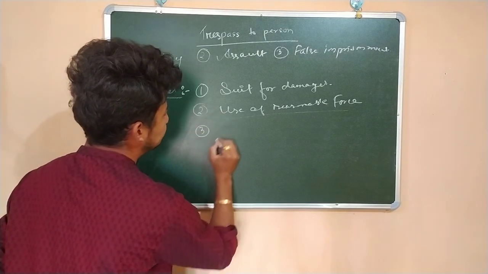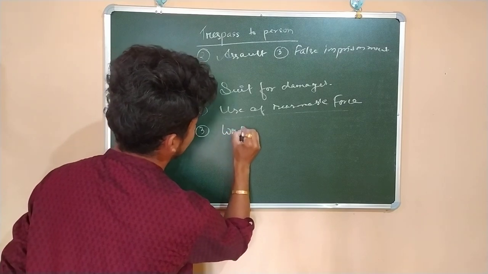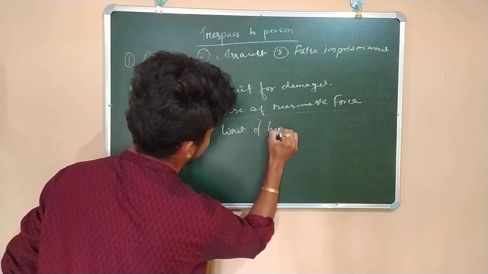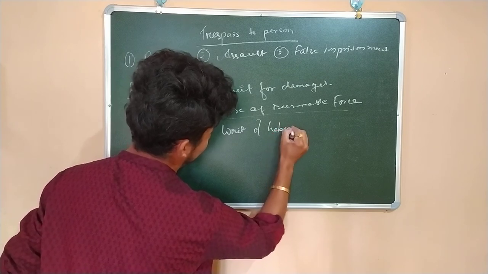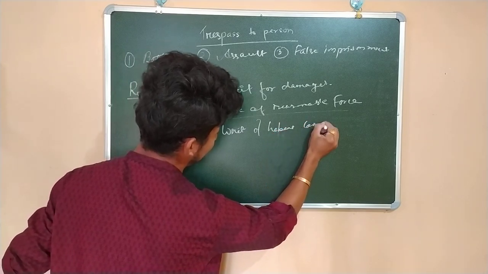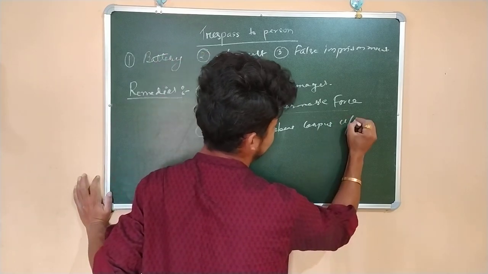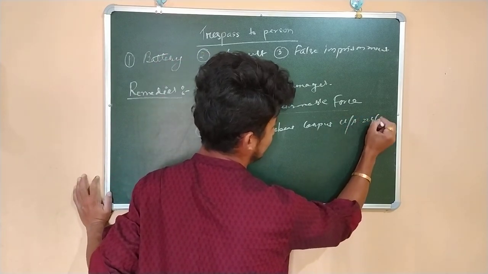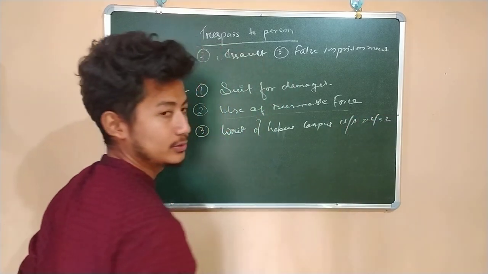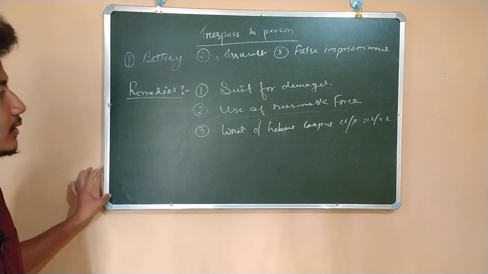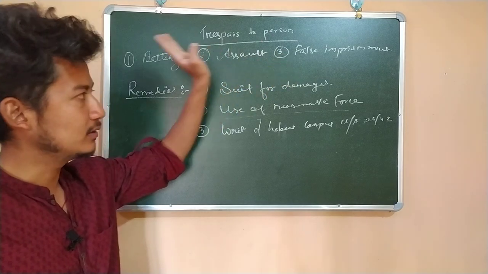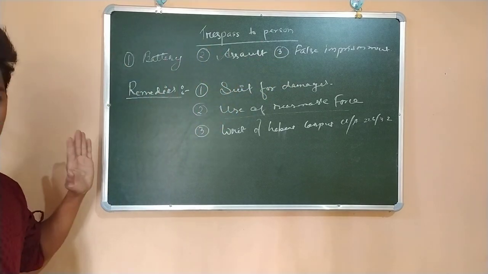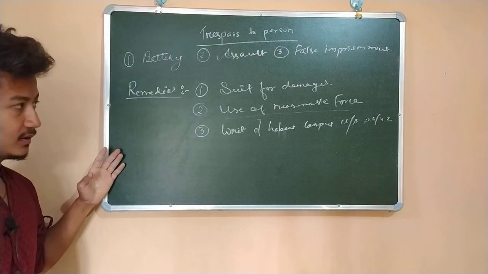And number three, writ of habeas corpus under Article 226 and 32 of the Constitution of India. So these are the three remedies for assault, battery, and false imprisonment. Clear?